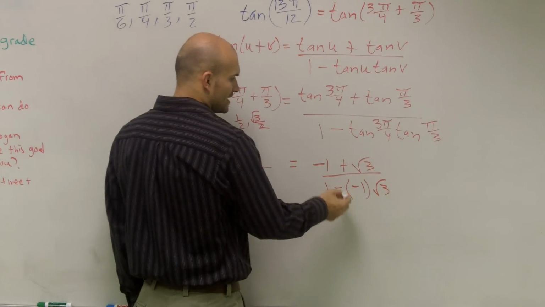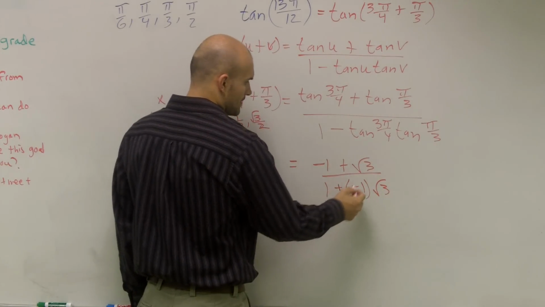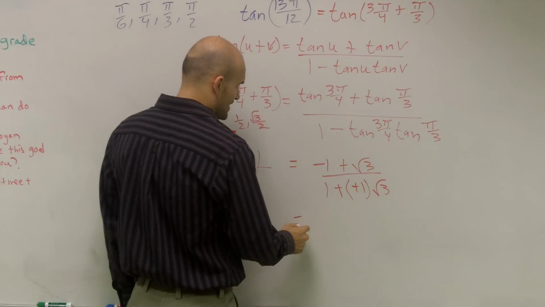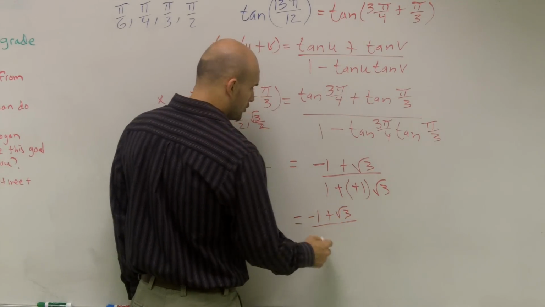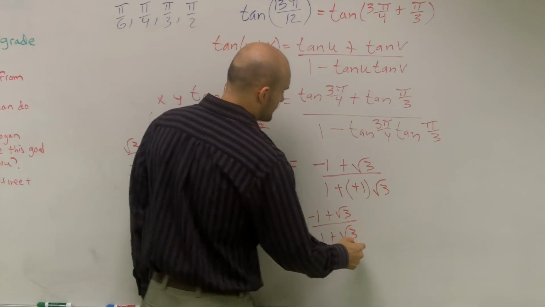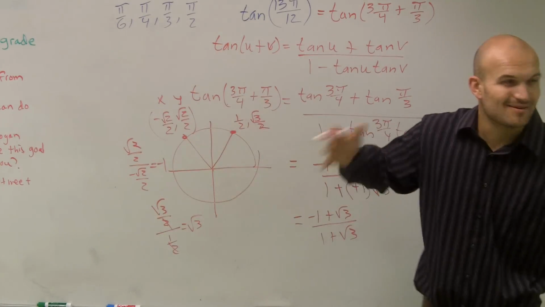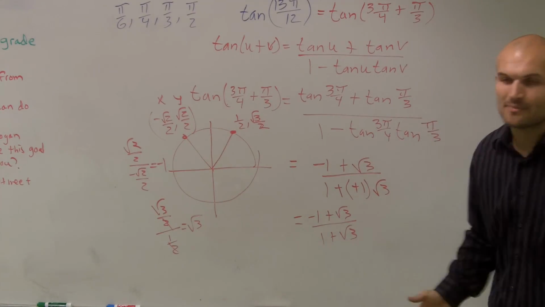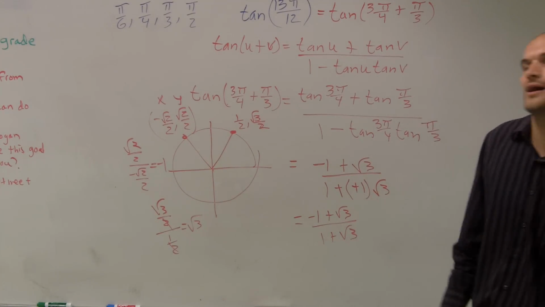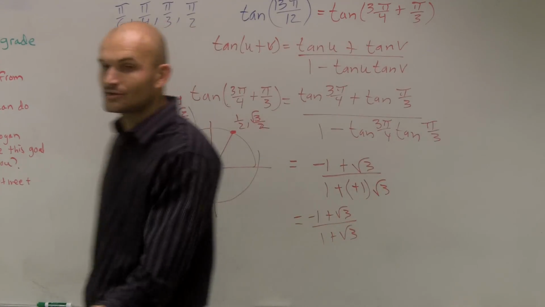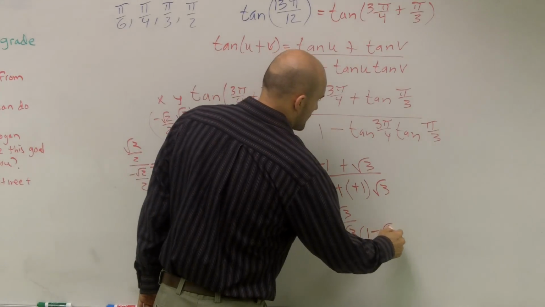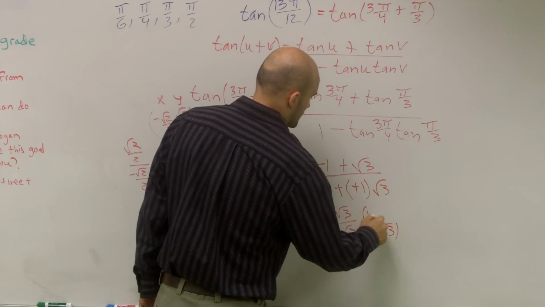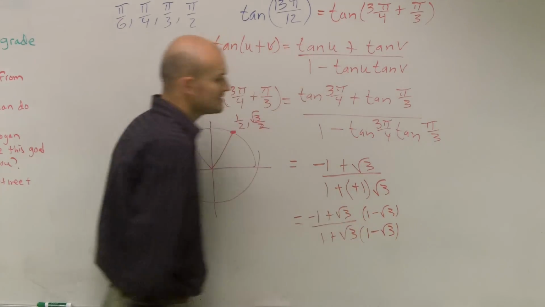Here I have a double negative, so this becomes positive. And what you notice I have then is negative 1 plus radical 3 all over 1 plus radical 3. Almost think we're done, right? Everyone's like, yes, I got it. But remember, now we're dividing by an irrational number, a radical. So now I need to multiply by the conjugate on the top and the bottom.